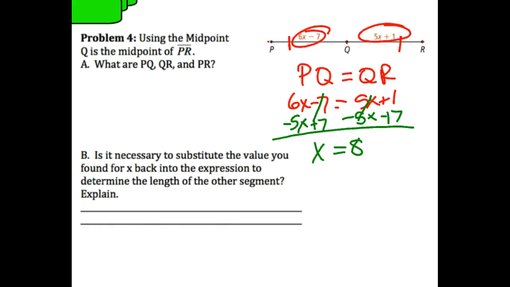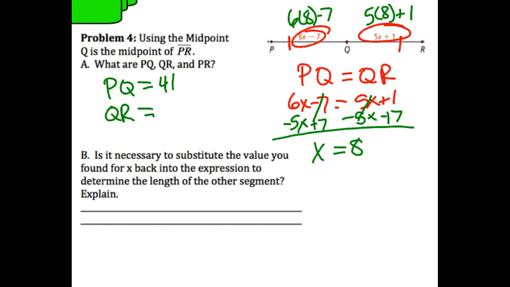Now remember, this is geometry, not algebra, so it's great that x equals 8, but we're not done yet. We need to take that 8 and plug it back in. We get 6 times 8 minus 7, and 5 times 8 plus 1. So PQ is 6 times 8 minus 7. 6 times 8 is 48, minus 7 gives you 41. QR is 5 times 8 plus 1. 5 times 8 is 40, plus 1 gives you 41.